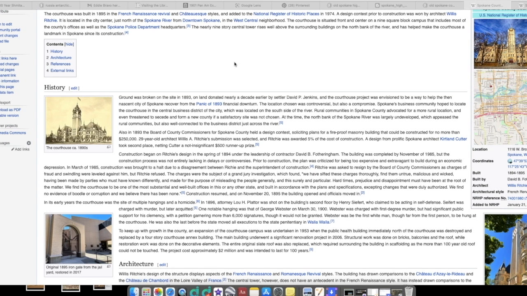Spokane business community people hoped to locate the courthouse in the central business district of the city. Rural communities in Spokane County wanted a more rural location. In 1893, they have a contest. So this guy was chosen, there was a second place, and there was a third place. They gave out $500 for a third place. What for? Well, why not just throw this money away?